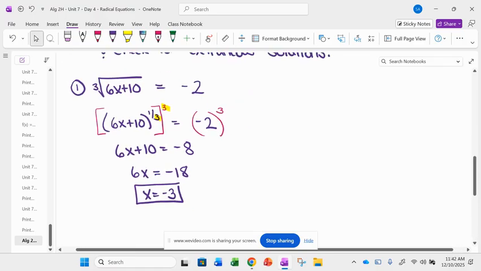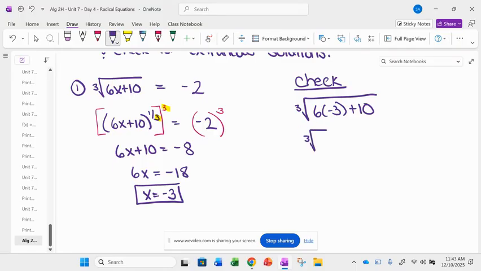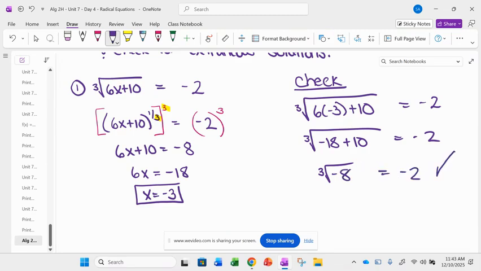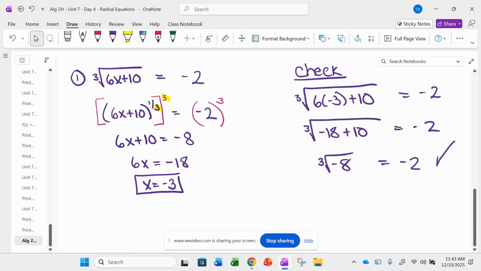All right, the check. To check this, you just need to plug back in. So we're going to have the cubed root of 6 times -3 plus 10. So we're going to have the cubed root of -18 plus 10. Oh, sorry, has to equal -2. Is the cubed root of -8 equal to -2? Is that true? Yeah, so our check works, our answer is good. Yes. Then it's no solution.